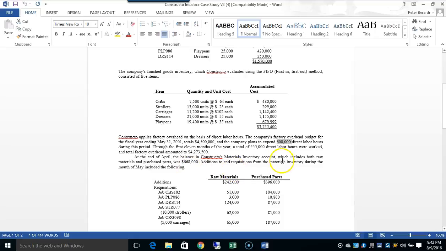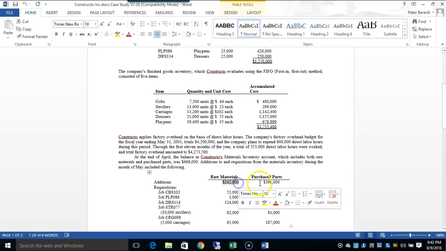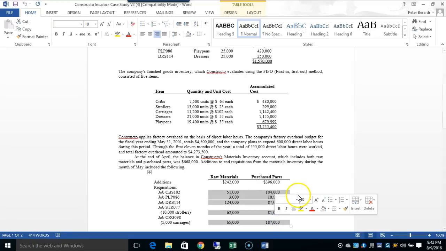The problem here says that the materials inventory account, which includes both raw materials and purchase parts, was $668,000. That's your beginning raw material balance in your raw material inventory. That's your raw material inventory balance, beginning balance, $668,000. What got added to that account were these two items. Those were debits to the direct material or raw material inventory account. These are requisitions that credit raw material and debit WIP.